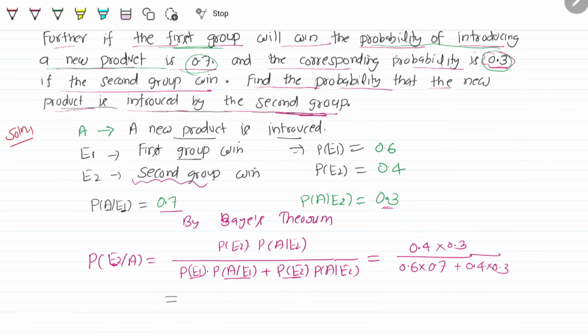Next, simplify. 0.4 into 0.3: 4 threes are 12, so 0.12. 6 into 7 is 42, so 0.42, plus 0.12 gives 0.54. So the answer is 0.12 upon 0.54, which is 12 upon 54 after cancelling decimals. Dividing by 6: 2 sixes are 12, 9 sixes are 54. So the answer is 2 by 9.